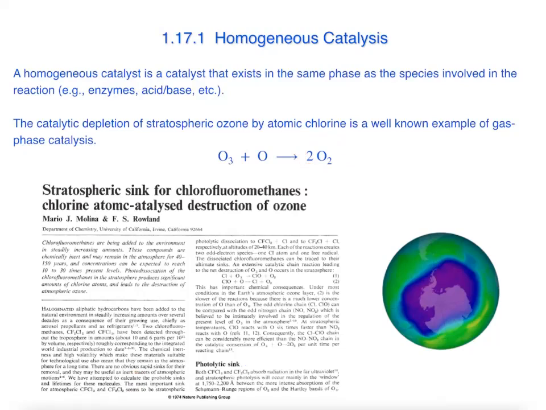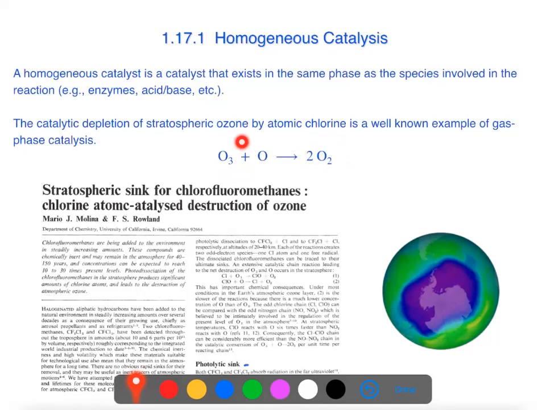The catalytic depletion of stratospheric ozone by atomic chlorine is a well-known example of gas phase catalysis. Now, ozone will naturally undergo degradation in the presence of atomic oxygen to give you molecular oxygen, but this reaction is accelerated in the presence of atomic chlorine. So let's look at that example in more detail.